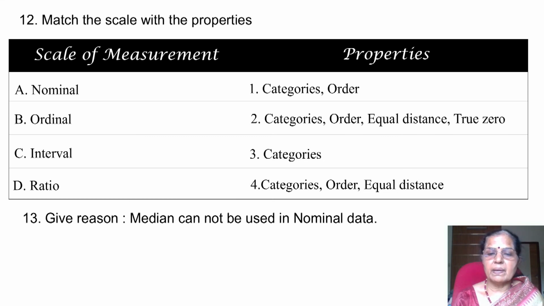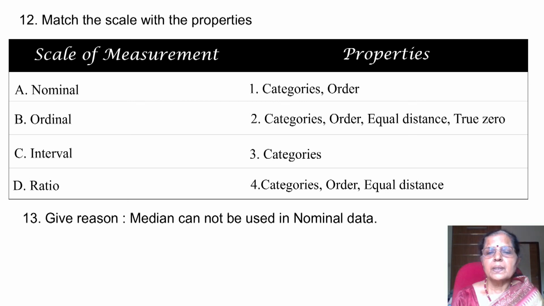And D, ratio scale with the second one. So it is the highest scale, ratio. And you have got all the properties. Categories are there and they can be ordered in a meaningful way. And there is equal distance between the values. And there is true 0. So D with 2. A with 3, B with 1, C with 4, and D with 2. That is the correct answer. I hope you got the correct answer.